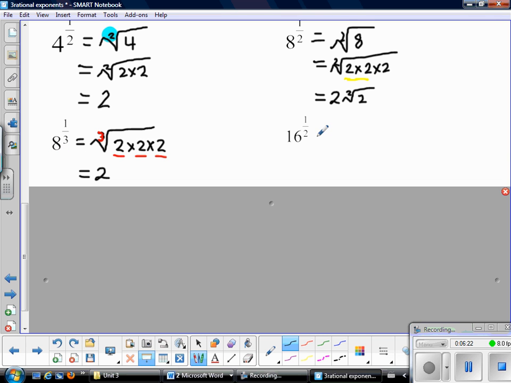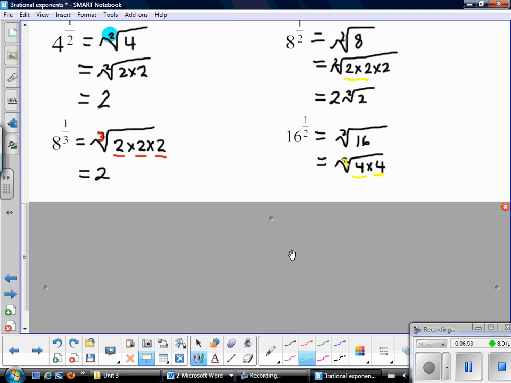Okay, so let's look at 16 to the 1/2, which, if I write it this way, the 2 here, 16, and we know 16's the same as 4 times 4, and there are two identical 4's and nothing left over, so there's nothing underneath the square root. So my final answer then for here is going to be a 4 with no root sign.